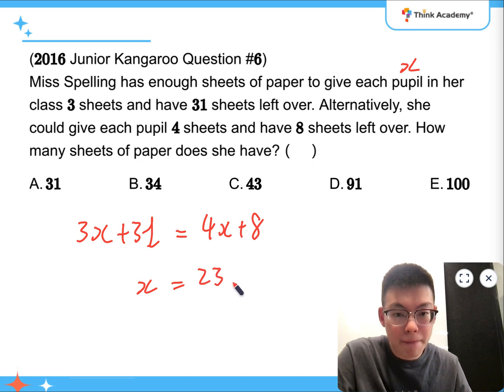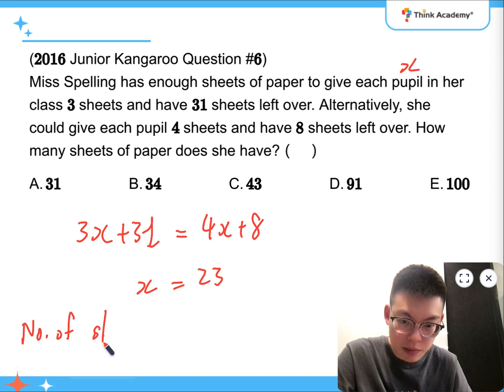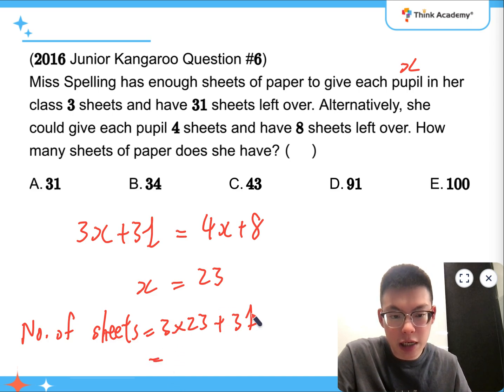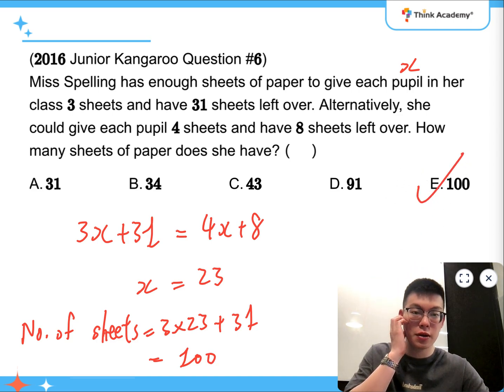23. Alright, so it means that she has 23 students, and the number of sheets is equal to 3 times 23 adding 31, which is going to be 69 adding 31, that is 100. So the answer is E for question 6.